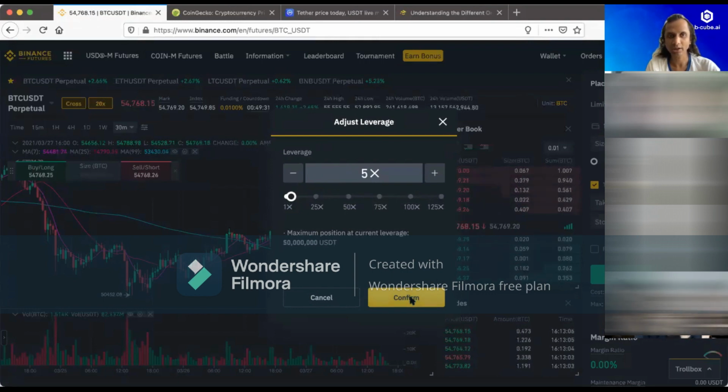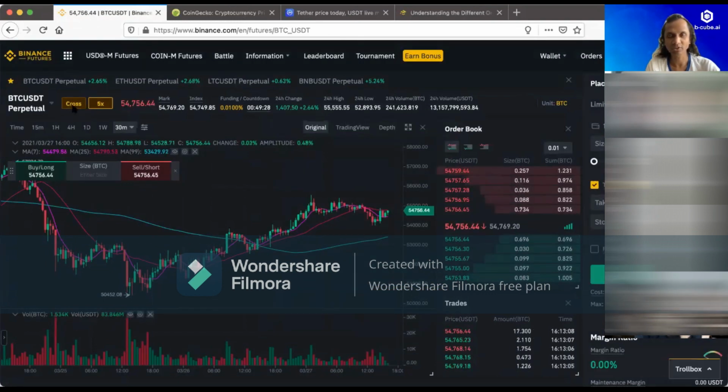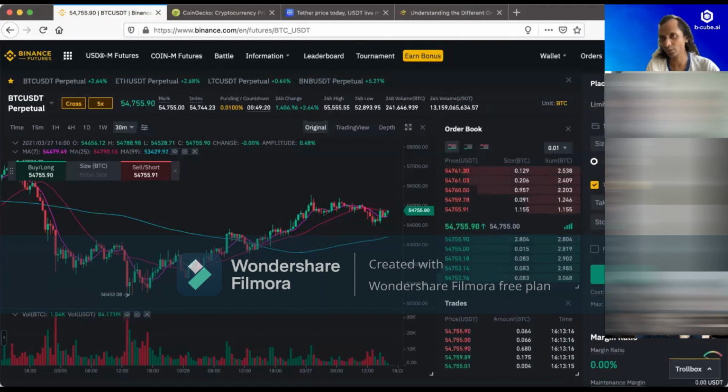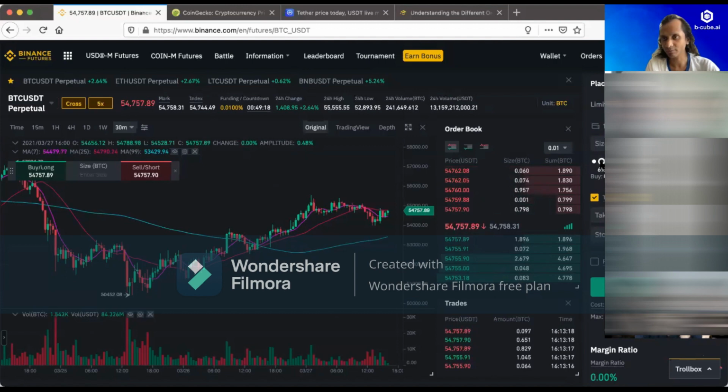5x leverage, I confirm. So it's confirmed, it's here, clear, it's cross and 5x. So here what I'm doing, there is a limit order option, of course, or there is a market order option also. So I will come here a little bit. And here you are seeing, because the price of Bitcoin is so high that it shows in this way. Otherwise, it used to be different before.